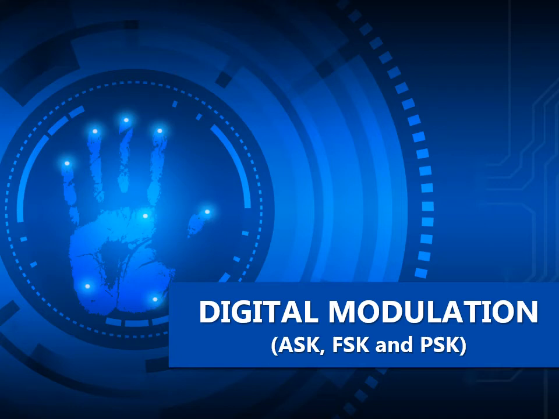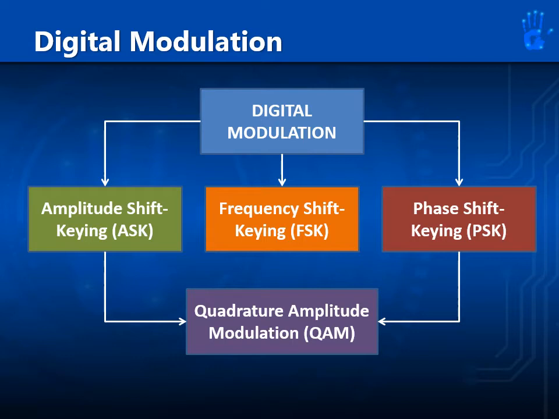Digital modulation. There are three main types of digital modulation. First, we have amplitude shift keying, or ASK. Then, we have the frequency shift keying, or FSK. Lastly, we have the phase shift keying, or PSK.